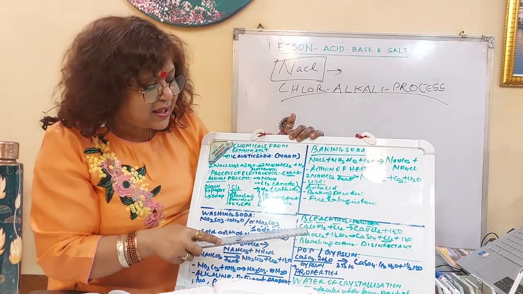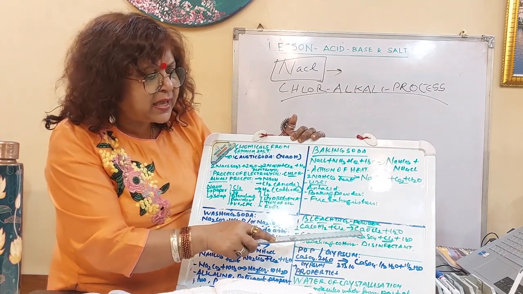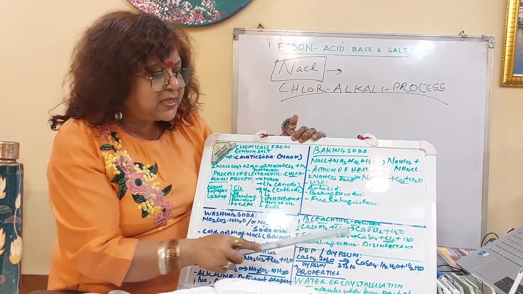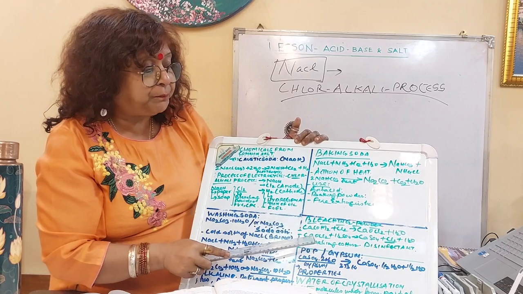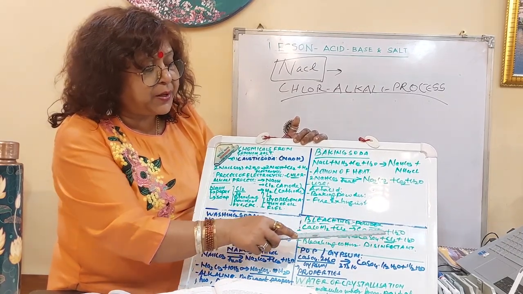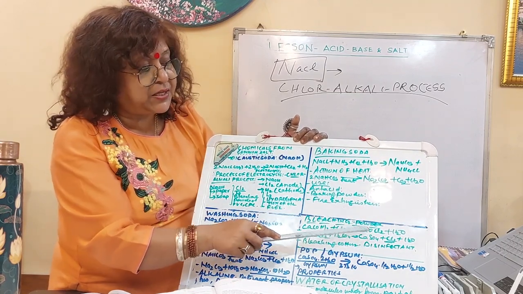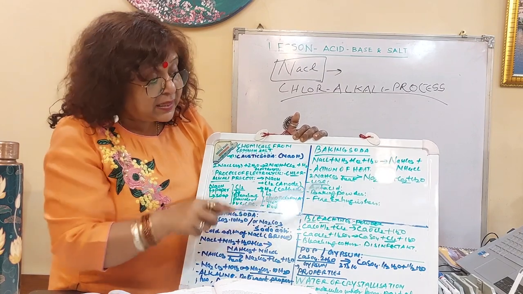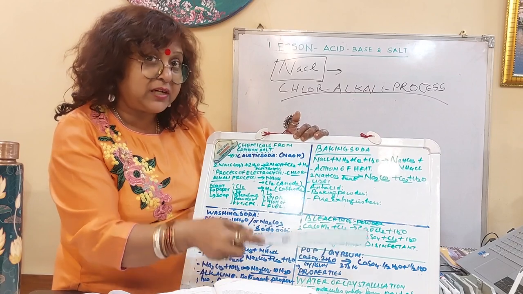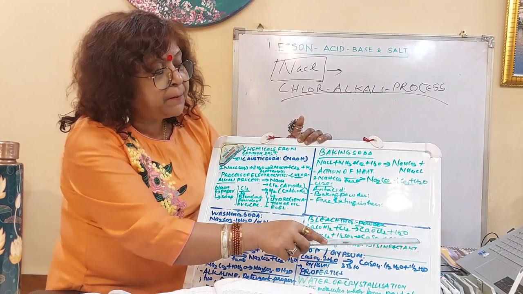What are the reactions here? Calcium hydroxide Ca(OH)2 plus Cl2 produces calcium oxychloride CaOCl2 plus water. Now this is a very important reaction. Why? Because here they are showing you bleaching powder is made up of three components: calcium, oxygen and chlorine. But this same bleaching powder, when it is treated with acid, let it be H2SO4 or HCl, breaks into calcium sulfate plus Cl2 plus H2O.